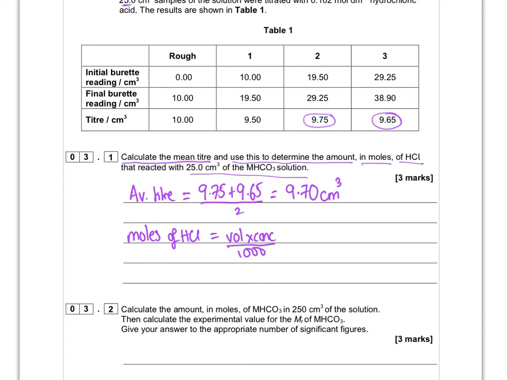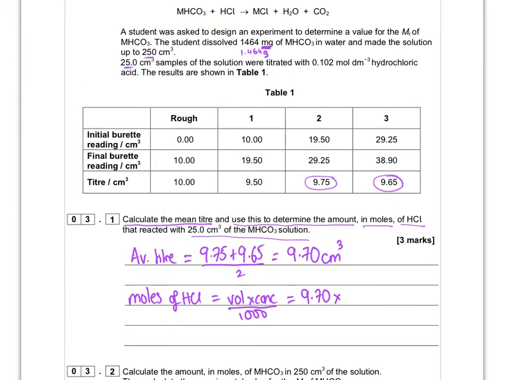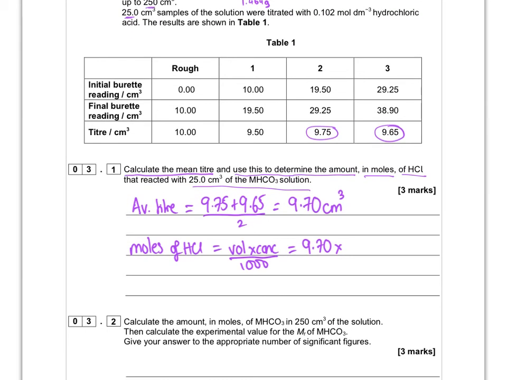divided by 1,000. And I know my volume is my average titre. The concentration is given to us in the question, and it's 0.102. Then divide it by 1,000, because that converts the volume into decimetres cubed. And that gives us a moles of 9.89 times 10 to the minus 4.